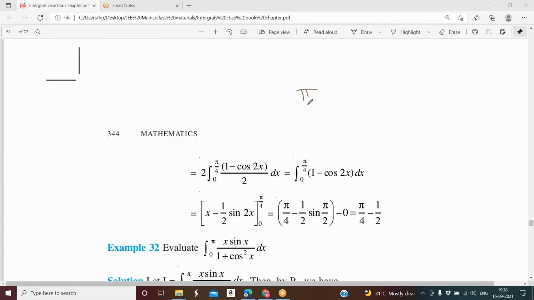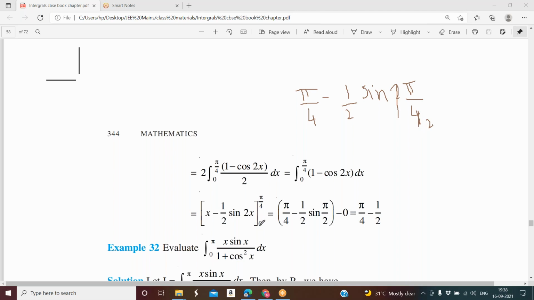When you substitute the upper limit, you will get pi by 4 for x. So pi by 4 minus 1 by 2 sine 2 pi by 4. So this will get cancelled. What are you getting? Sine pi by 2. So pi by 4 minus 1 by 2 sine pi by 2.